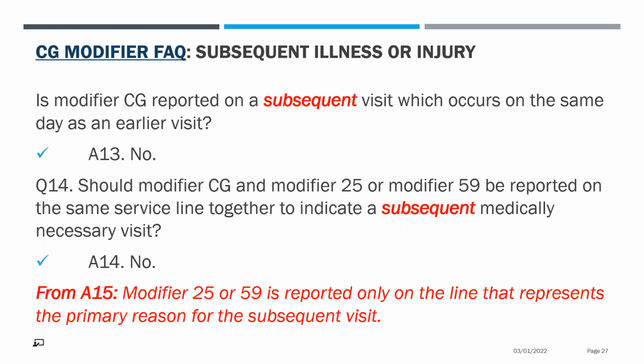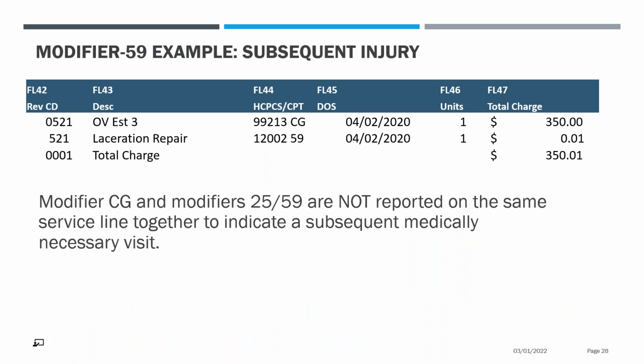From the FAQ, we have some kind of awkward language. Is the CG modifier reported on the subsequent visit? No. Should the CG and 25 or 59 be reported on the subsequent? No. Modifier 25 or 59 is reported only on the line that represents the subsequent visit. So let's take a look.